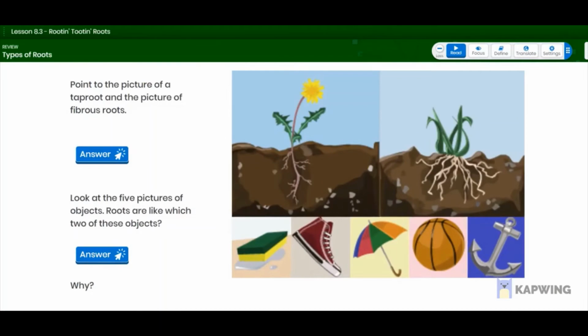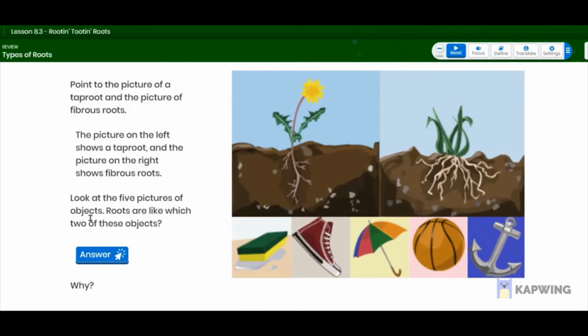Okay, so here's an online activity for you to do. It says point to the picture of a taproot and the picture of fibrous roots. I don't know why it says answer here, but I think this one's the taproot and this one's the fibrous roots. Yeah, I'm doing this activity with you. Picture on the left shows a taproot, picture on the right shows fibrous roots. Okay, so I guess I got it right.